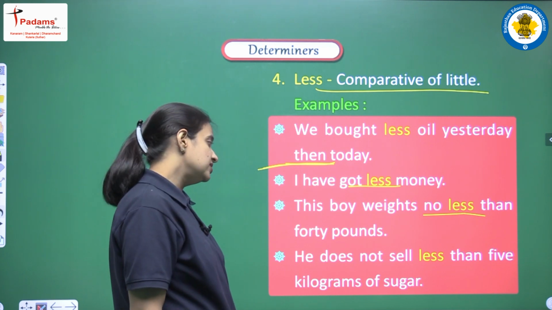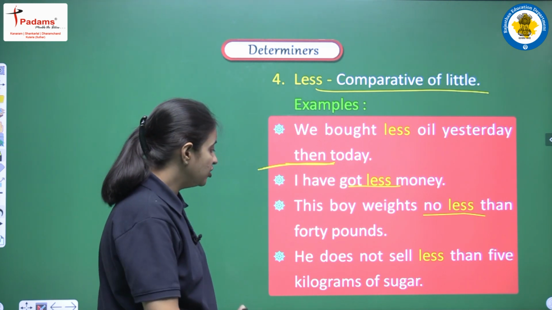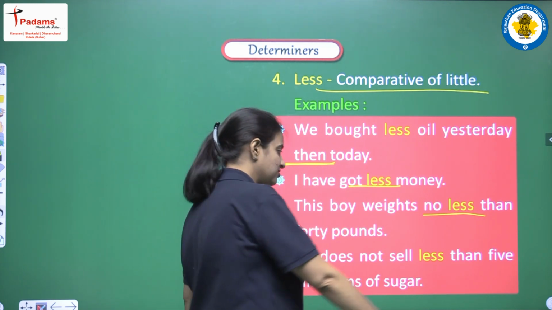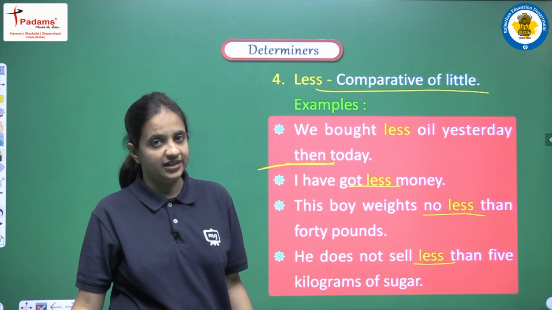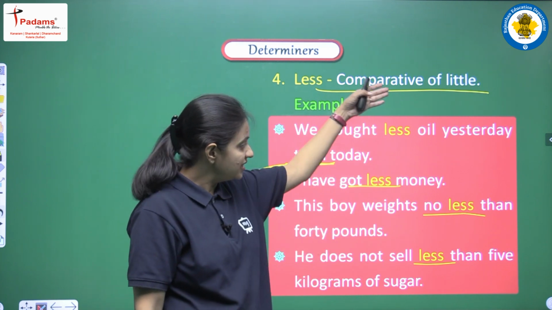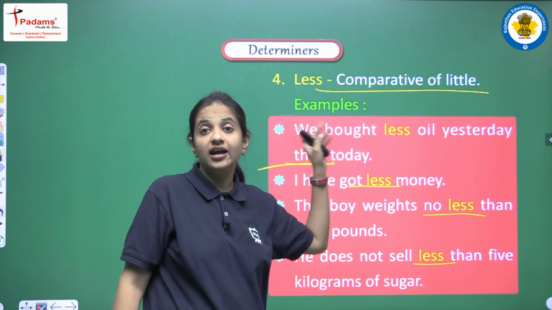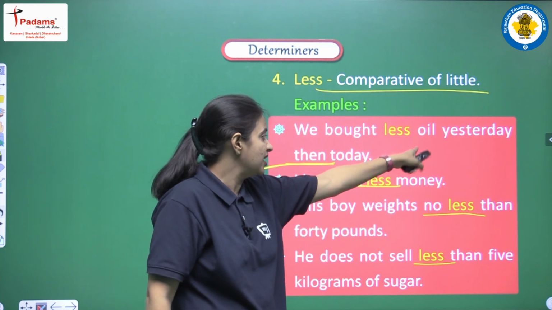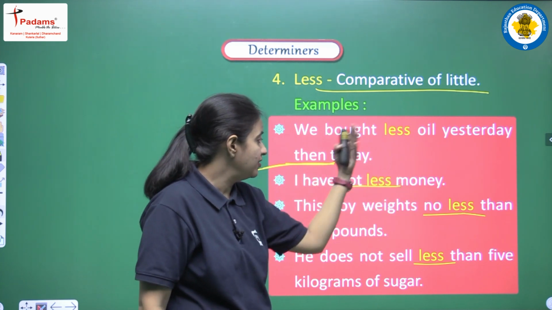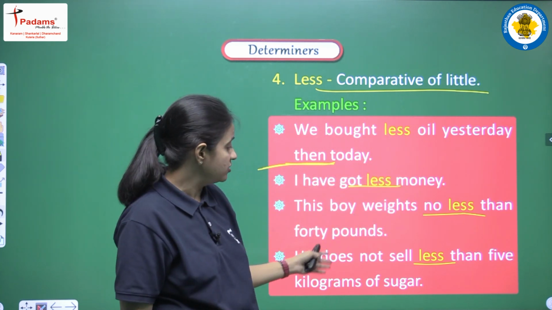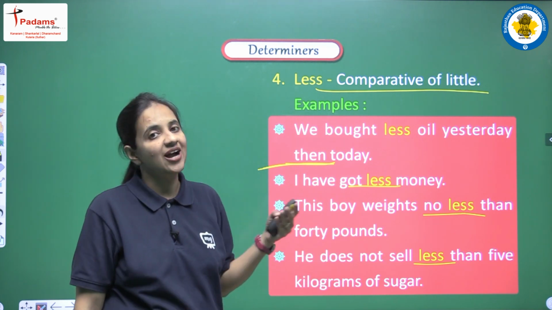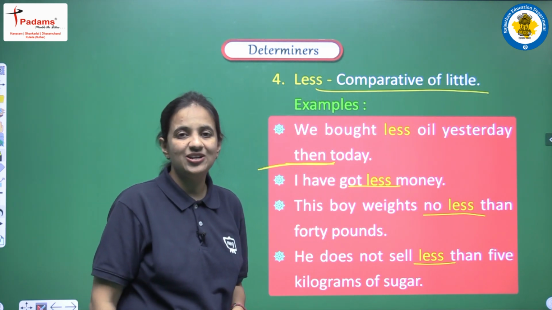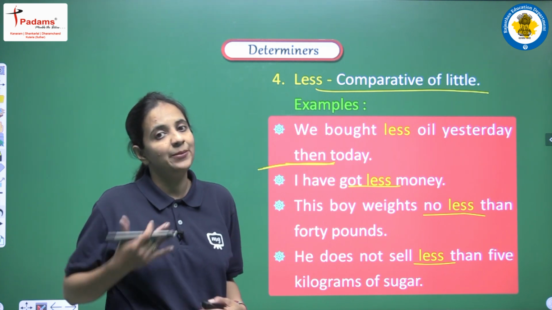Next is, he does not sell less than 5 kilograms of sugar. So yes, we are making a sentence using the comparative form of little, that is less. And all these nouns that we are having are uncountable nouns, because we are having oil, money, pounds, kilograms. So all these are uncountable nouns, and this is the reason we are using less to show the comparison.